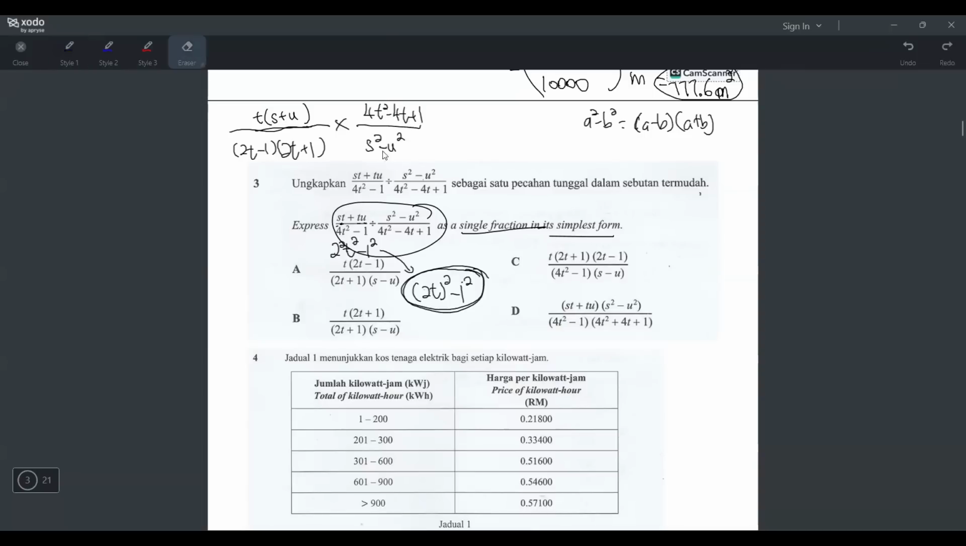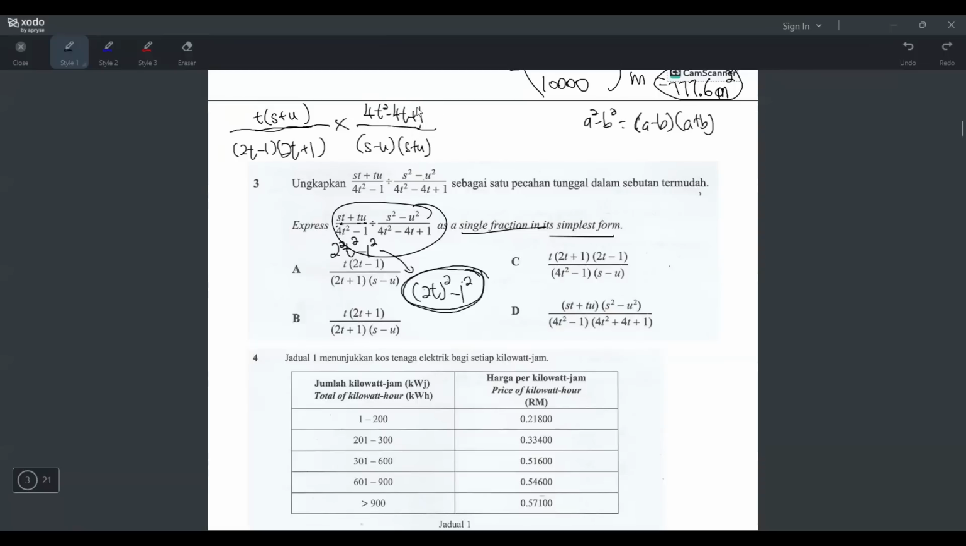But wait, I can factorize this, right? S square minus U square. How to factorize this? Use the same formula again. Do you remember I told you A square minus B square? You can open two bracket A minus B, A plus B. So S square minus U square can do that also lah. But it becomes S minus U, S plus U. Right? Okay, what about yang atas ni?